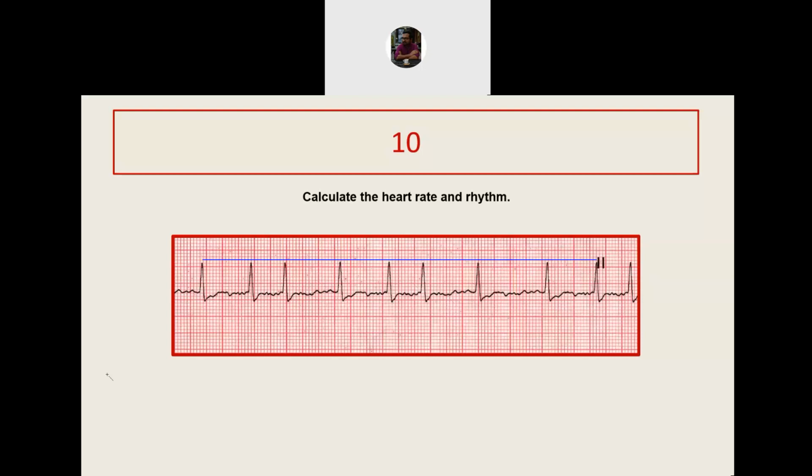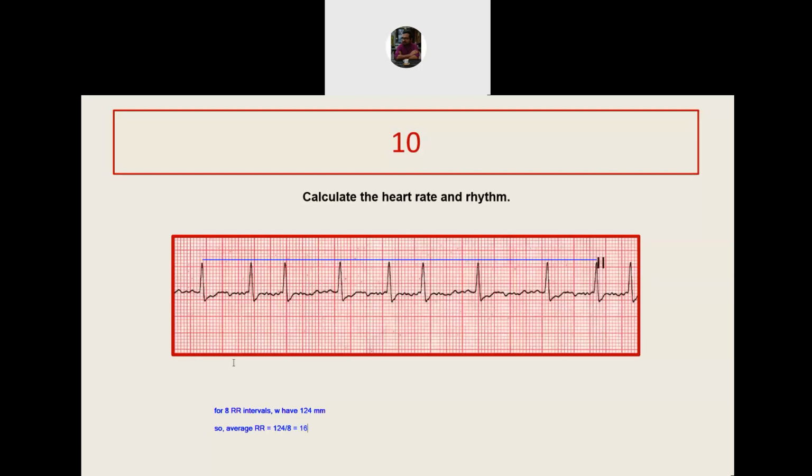So as a rough calculation, you divide the total number of boxes, that is 124, by the number of RR intervals, 8. That means the average RR interval is 124 by 8. So for 8 RR intervals, we have about 124 boxes or millimeter. So average RR interval is 124 by 8. That comes to something around 16. So now the calculation becomes easy.